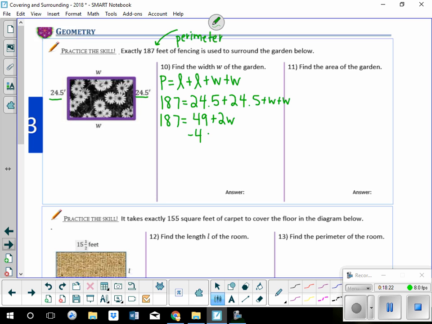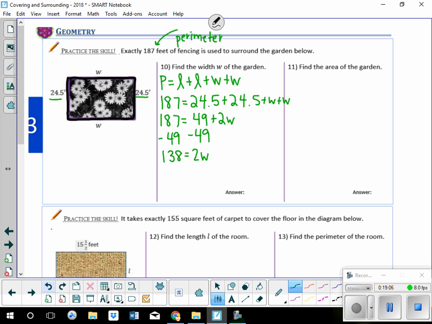Which means that 187 minus 49 is 138. So that means that the 2 widths added together are going to be 138. So let me show you this again. Everything added together is 187. Okay? All of this added together is 187. From that, I subtracted 24 and a half, but I subtracted both of those. So I'm left with 138, and that's how much both of the widths are together.